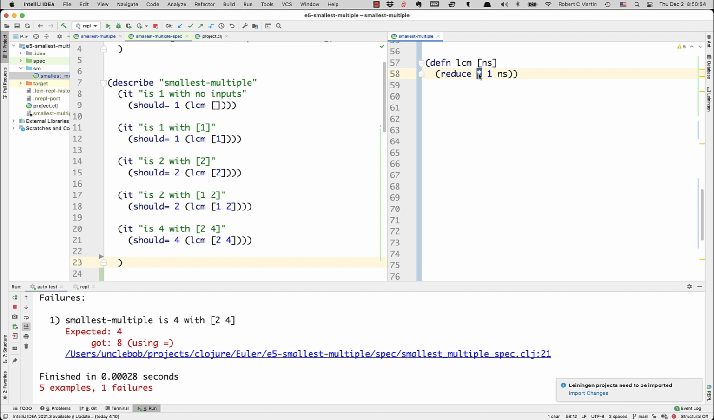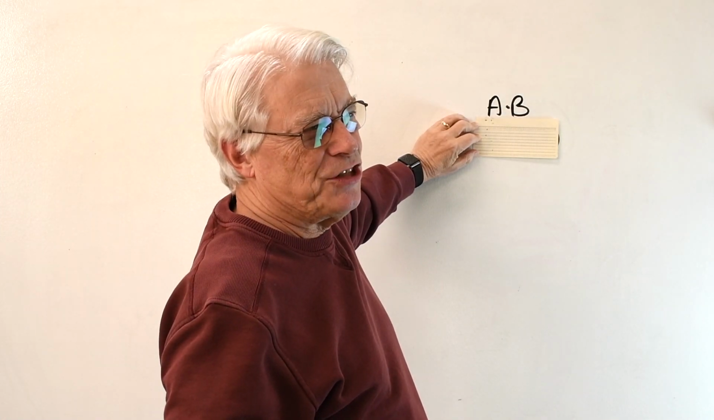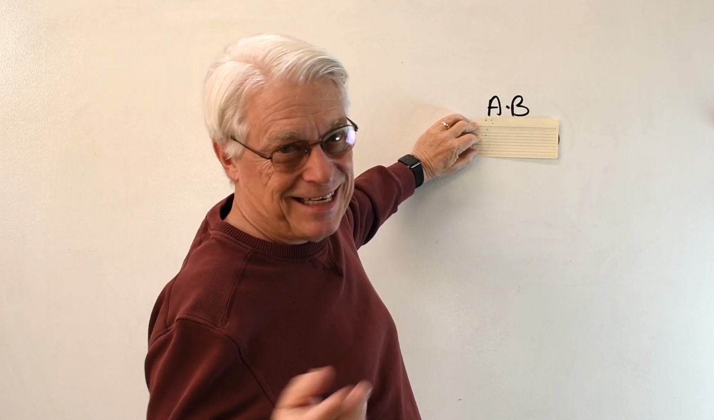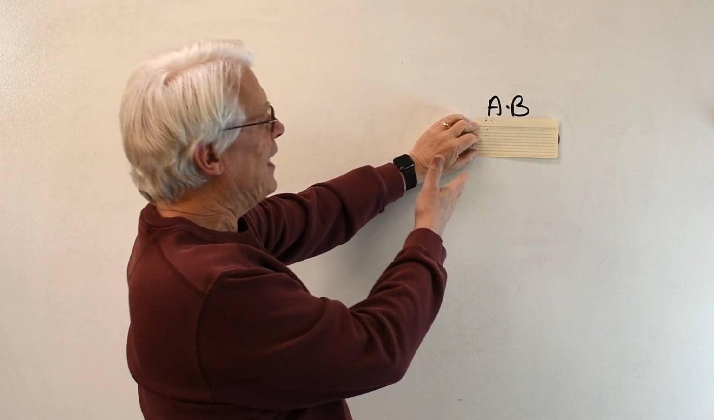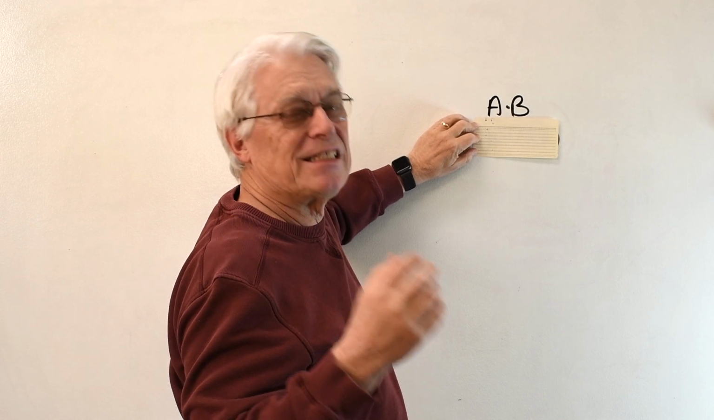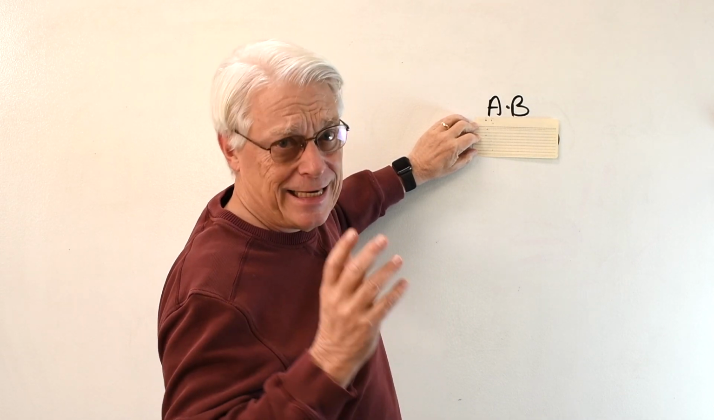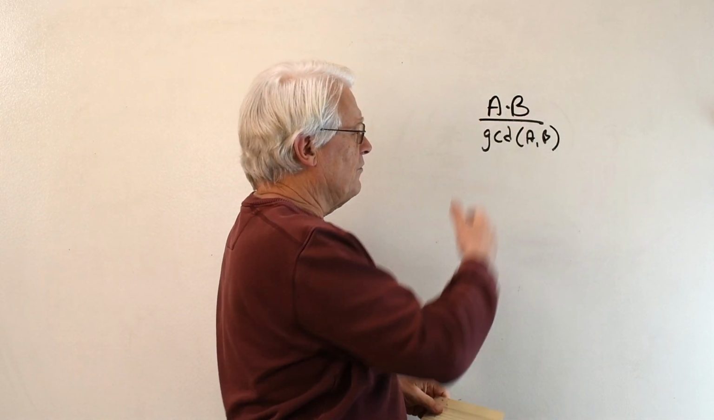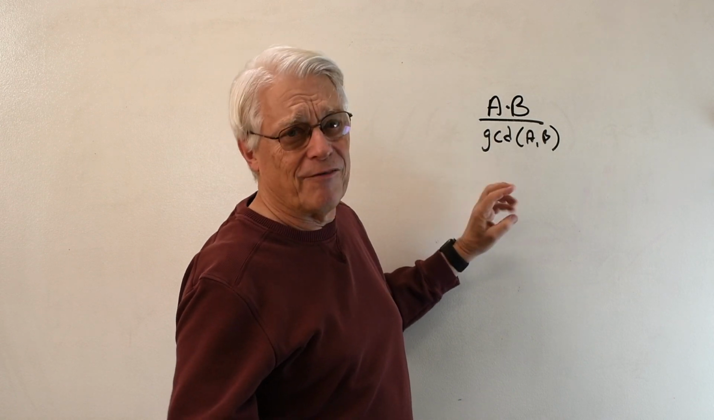The problem with multiplication is that it gives us the greatest possible multiple, not the least common multiple. So we need to find some way to replace the multiplication with something that's like multiplication but gives us the least multiple, not the greatest multiple. And in the case of two numbers, well, that's just this. It's the product of the two numbers divided by the greatest common denominator of the two numbers.